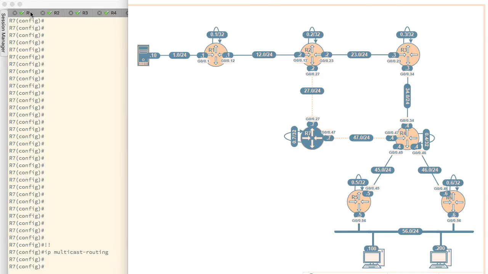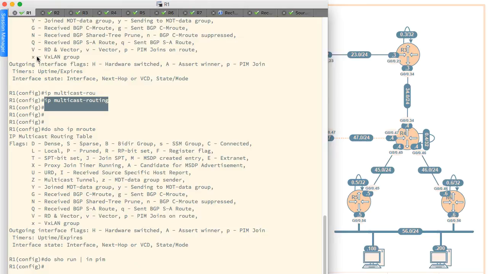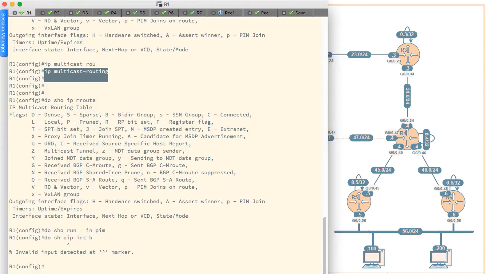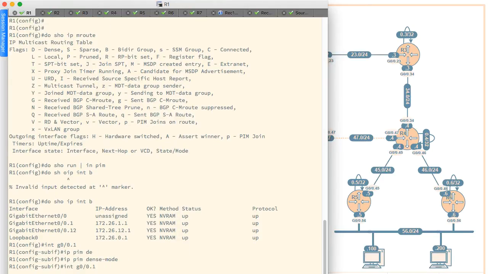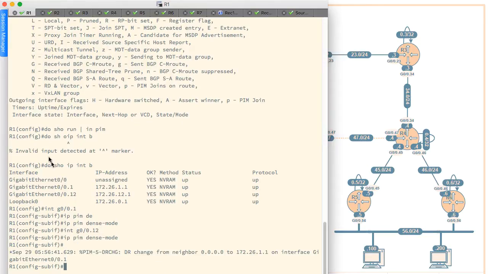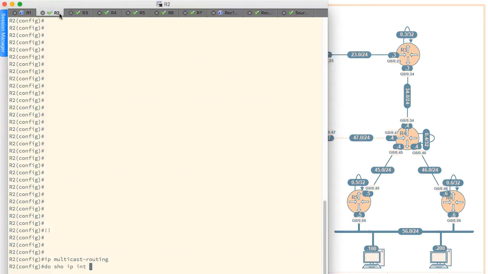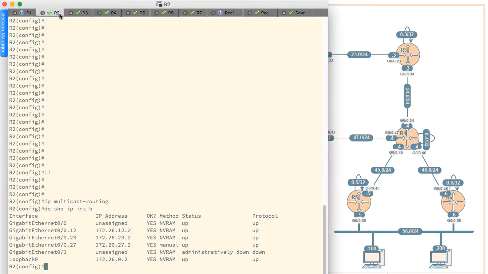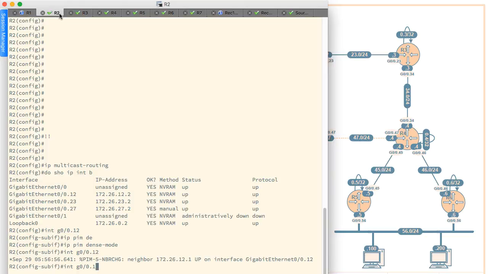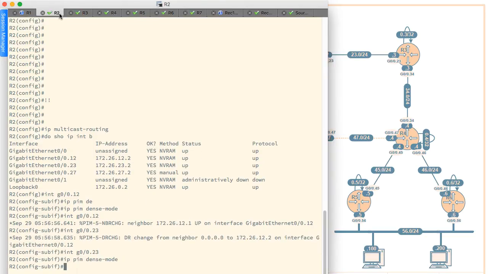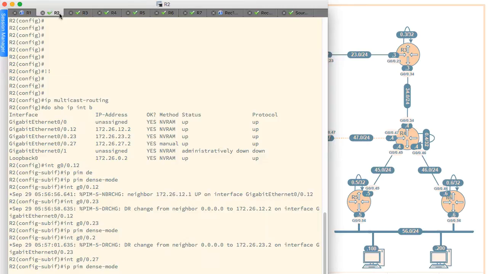So on R1, that's going to be do show ip int brief. That's going to be interfaces G0/1 and G0/2. So interface G0/1, ip pim dense-mode. Also on G0/2, ip pim dense-mode. Then we continue from there, do show ip int brief. I'll do a couple of these and then I'll pause the video while I get the rest of the topology up. But interface G0/0.12, ip pim dense-mode. Then you get to 23, dense mode, then you get to 27, dense mode.